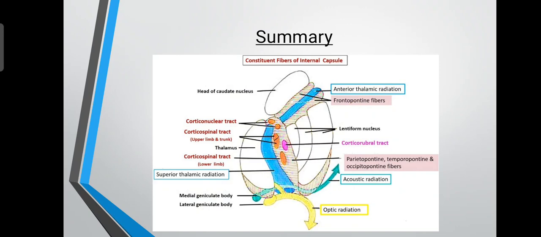And the arterial supply: the anterior limb is supplied by anterior cerebral and middle cerebral artery. Genu is supplied by the anterior, middle and internal carotid artery. Posterior limb is supplied by the anterior choroidal and middle cerebral arteries, and retrolentiform part is supplied by the posterior cerebral artery, and sublentiform part is supplied by the posterior cerebral and anterior choroidal artery. So this is all about internal capsule.